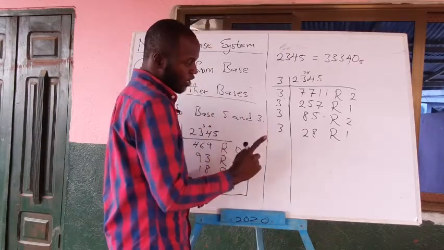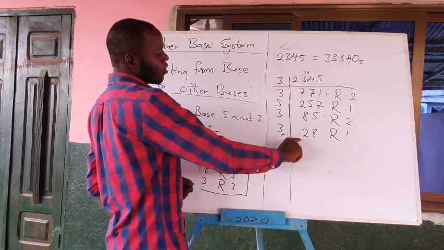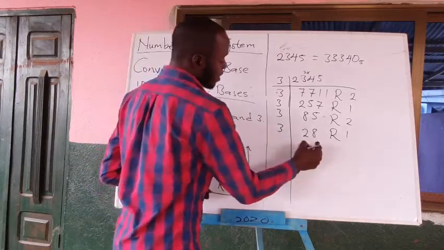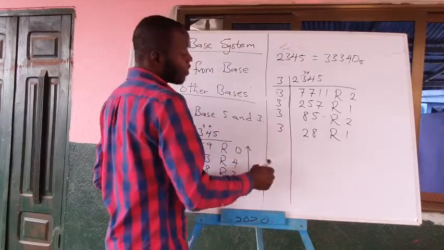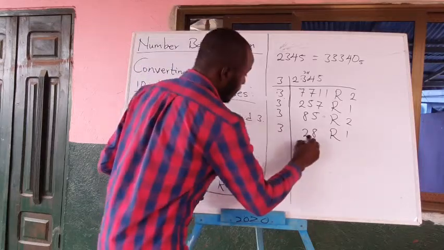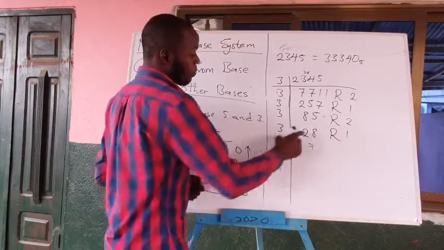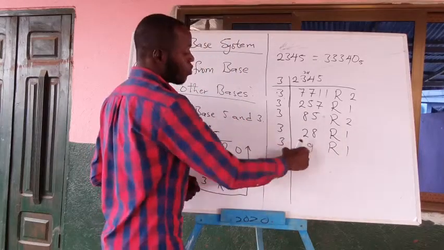3 will go into 28 how many times? Now we have 28. If it is 29, it will be 7. So now it will be 6. 3 times 6 will give us 24. All right, no, 27. 3 will go into 28 9 times. So 9, remainder 1. Remainder 1. So 3 again. 3 will go into 9 how many times?